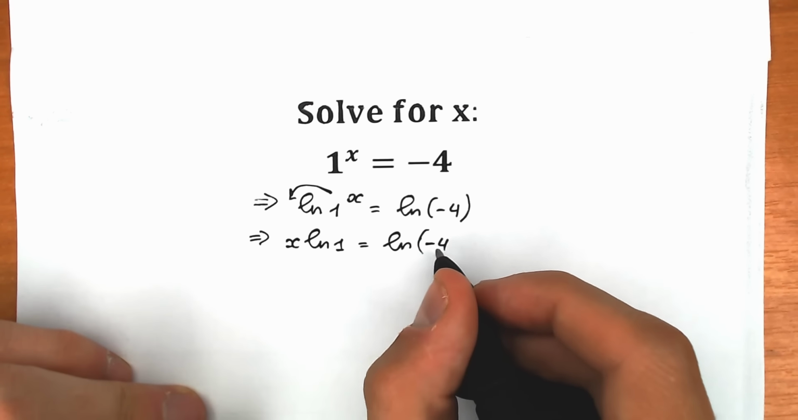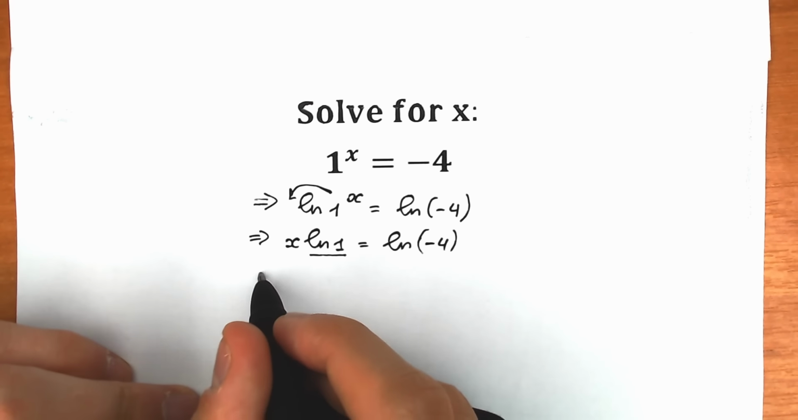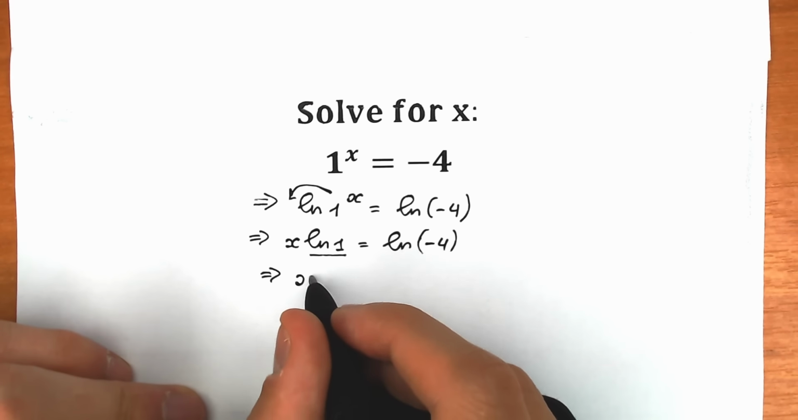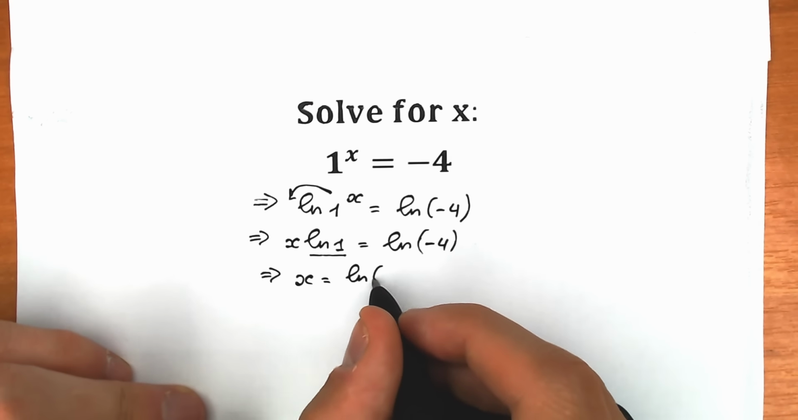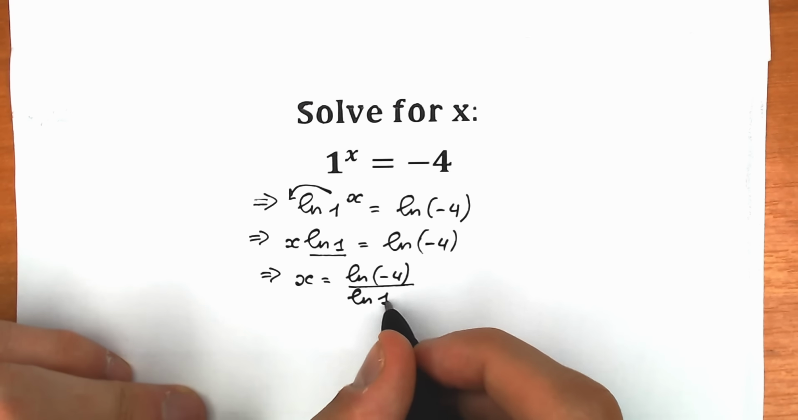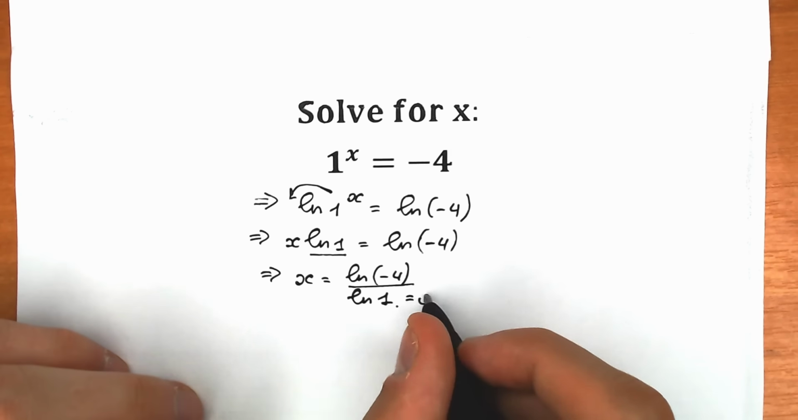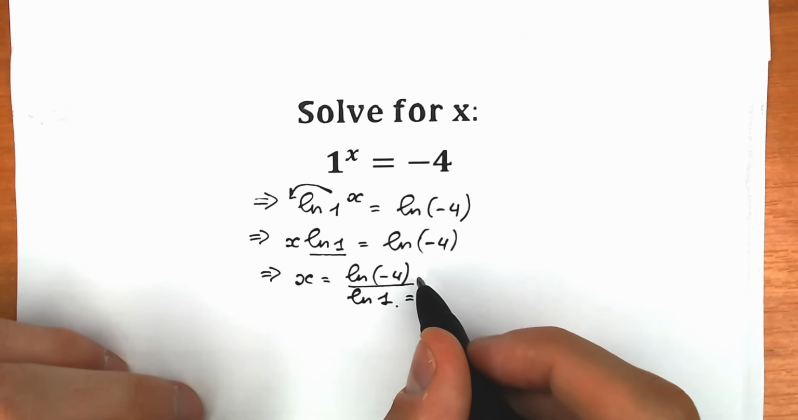And right now, we can easily divide both sides by this natural log 1, and then we will have our x on the left side. So x equals natural log of minus 4 divided by natural log 1. In terms of school knowledge, this is enough, because right now we can easily say that natural log 1 equals 0, and natural log of minus 4 does not exist.